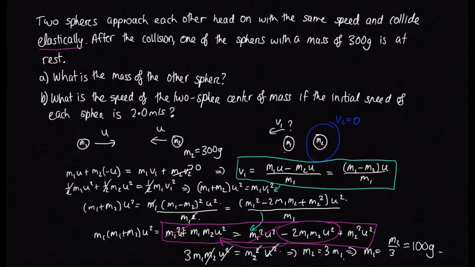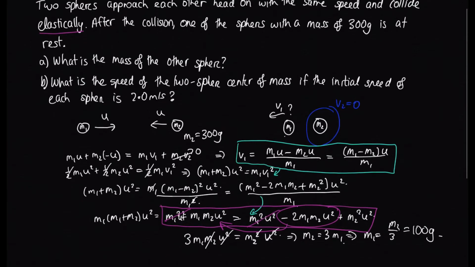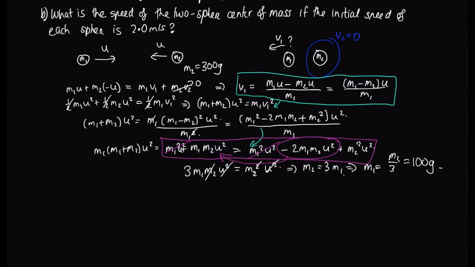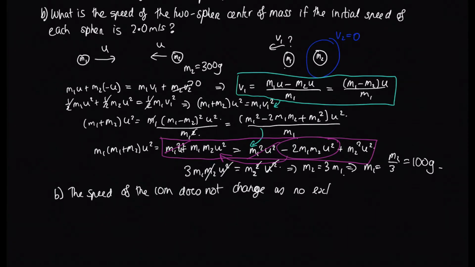Okay, now I'm going to scroll up a little bit to give us some extra space for part B. Now in part B, it says, what is the speed of the two spheres' centre of mass if the initial speed of each sphere is 2 meters per second? Okay, so what we're going to need to use here is that the speed of the centre of mass does not change as no external forces act. Okay, so we've got internal forces during the collision but no external forces.